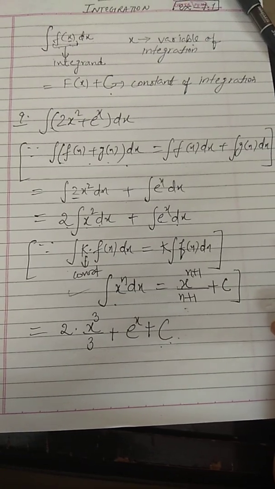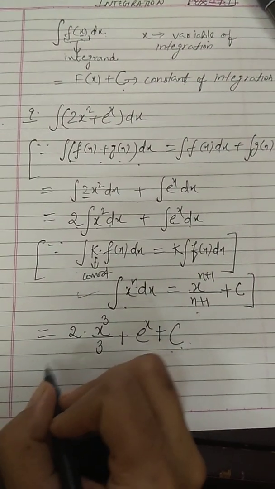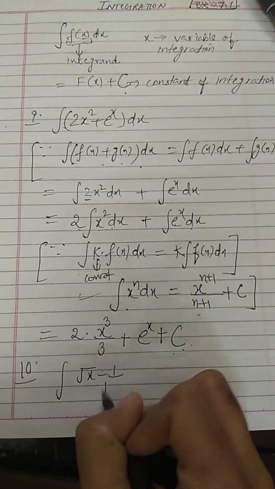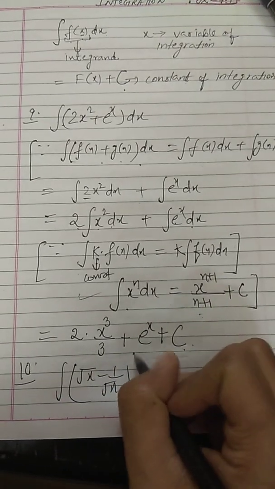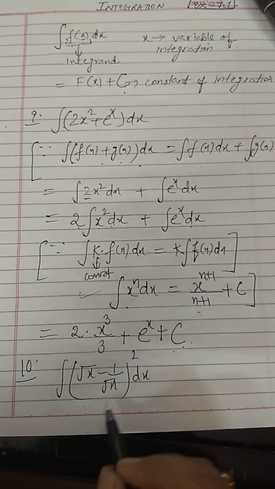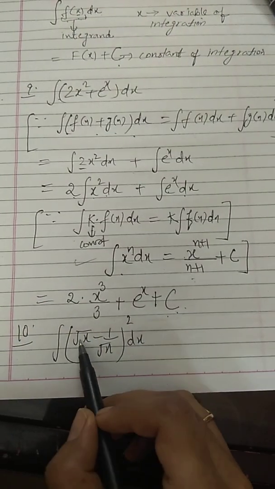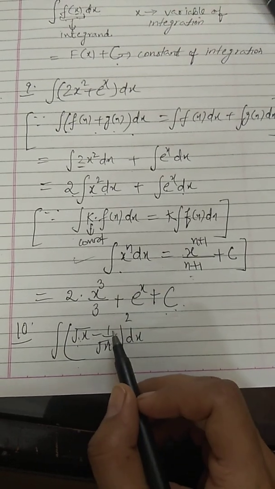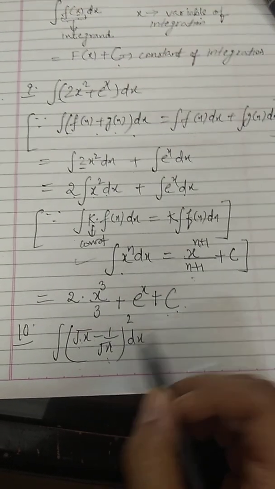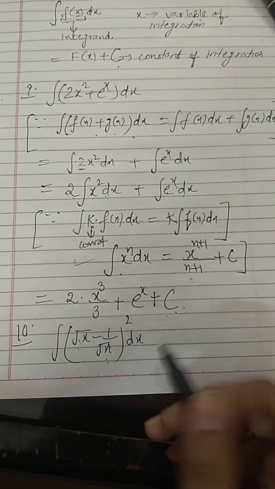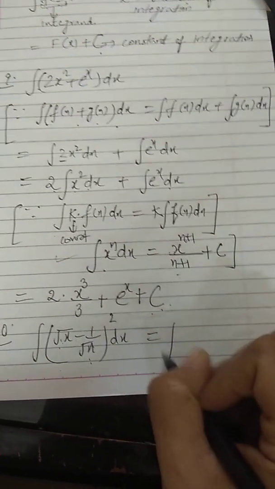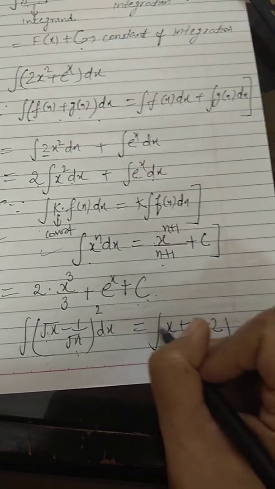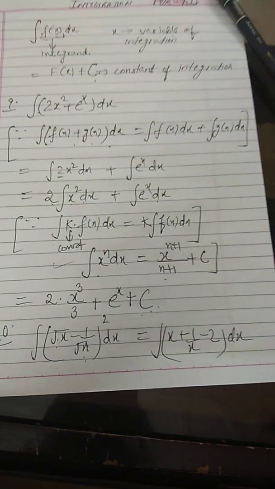Now sum number 10. What will you do here? It is the integral of root x minus 1 by root x, whole square. We will first of all simplify the function by opening the square: a square plus b square minus 2ab. So a square gives x, b square gives 1 by x, minus 2ab, where root x and root x get cancelled. Our integral becomes x plus 1 by x minus 2. This is your simplified integrand.